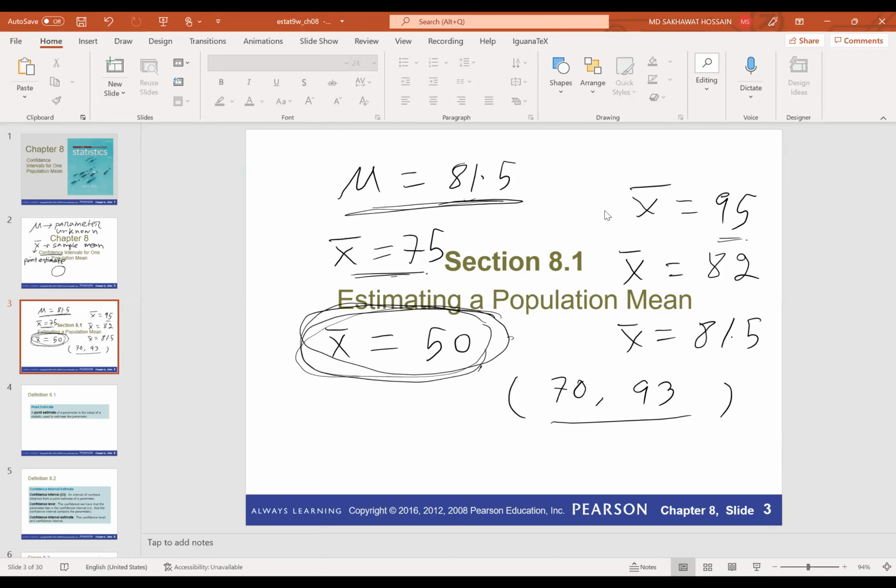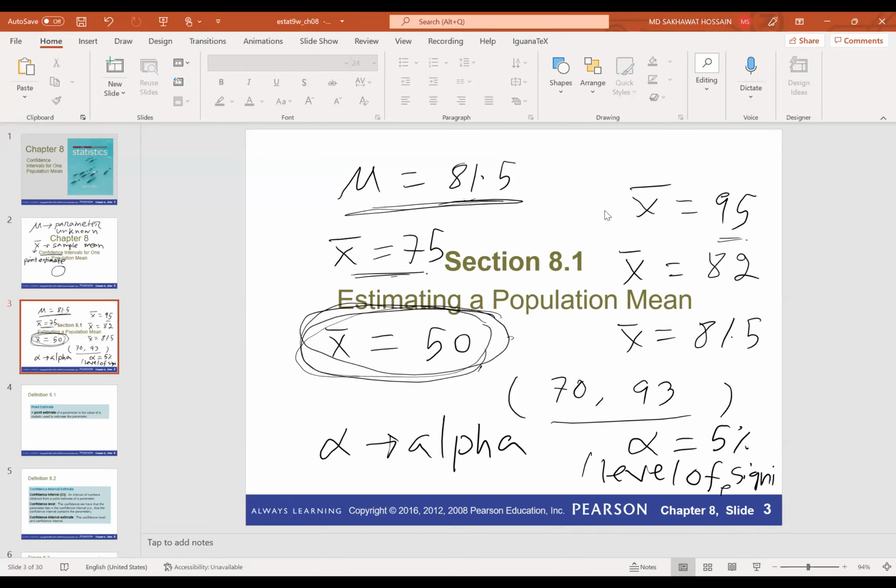There is also a chance that we might make a mistake, but we will determine how much error we'll tolerate. That is called the level of significance, and the level of significance is denoted by alpha. Maybe we can tolerate 5% error, or we can tolerate 10% error. If we tolerate only 5% error in constructing the confidence interval, then alpha is 5%, and this is the level of significance.